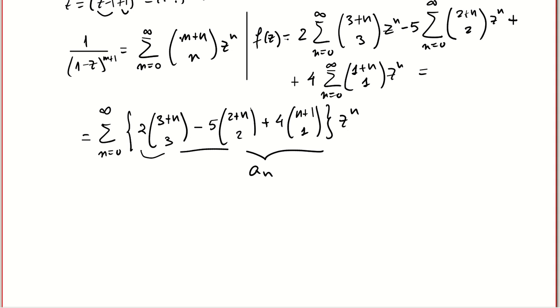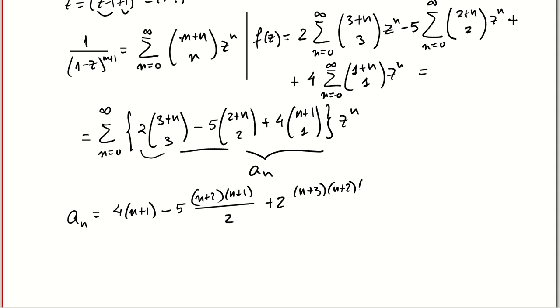What I'm going to do now is to simplify these expressions, because these expressions are easier to write explicitly. So an is equal to, let's begin here, right? n plus 1 over 1 is just n plus 1. So this is 4 times (n plus 1), minus 5 times (n plus 2)(n plus 1) over 2 factorial, right? And finally I have 2 times (n plus 3)(n plus 2)(n plus 1) over 3 times 2, so 3 factorial, all right?